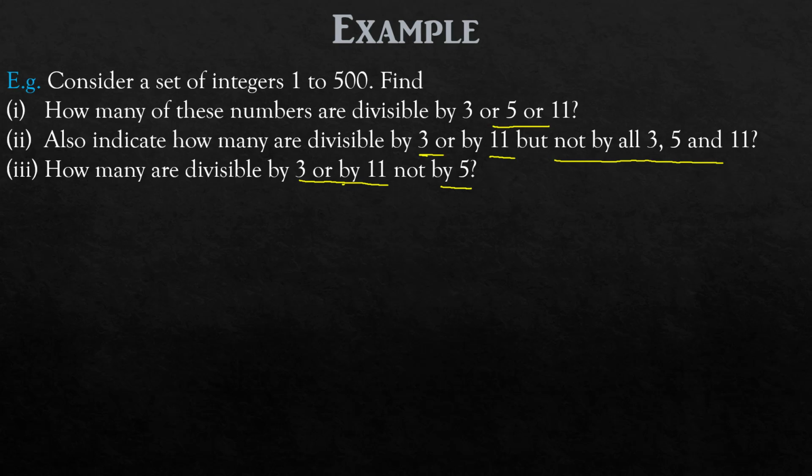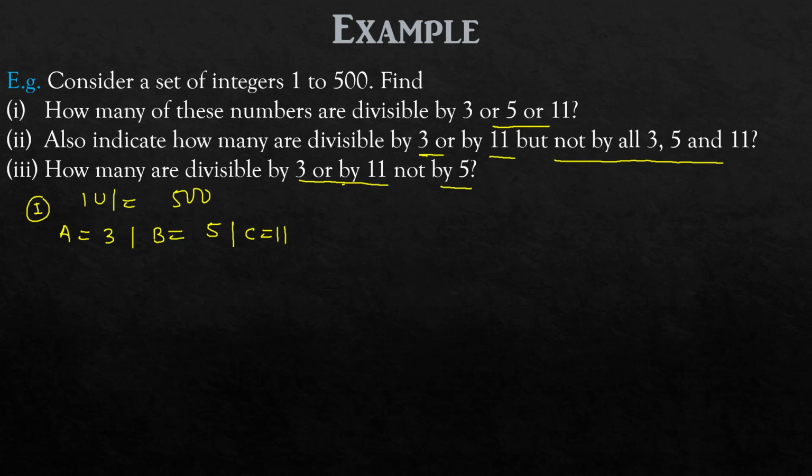So first here we have to find the sets. So here the first set you will get is the universal set U. Number of U is equal to 500. Now there are three sets. Consider A is the set that denotes numbers divisible by 3. Set B denotes numbers divisible by 5. And set C denotes numbers divisible by 11.